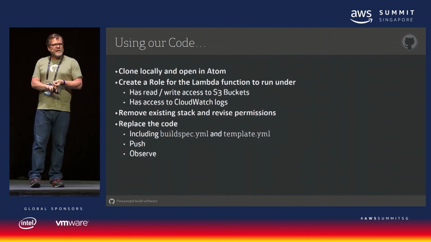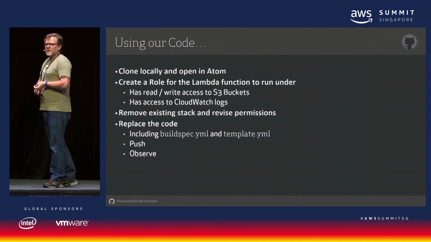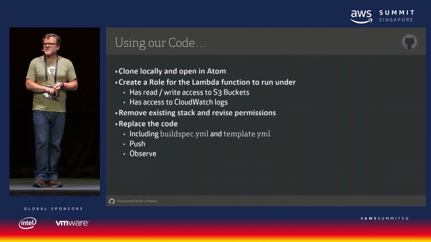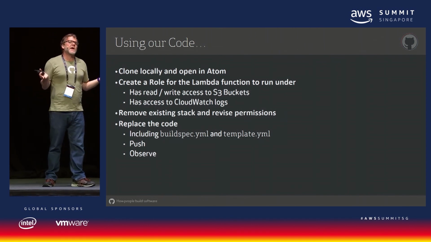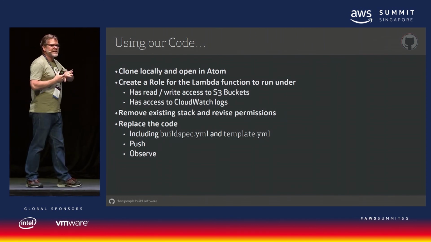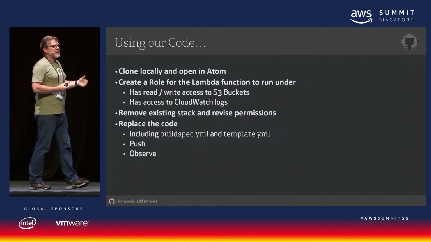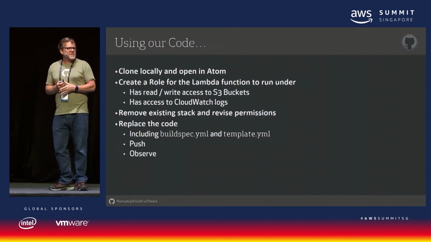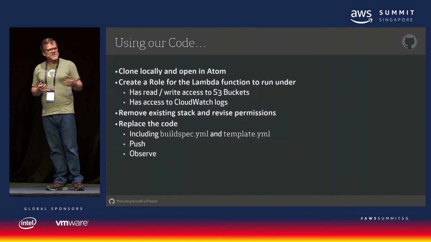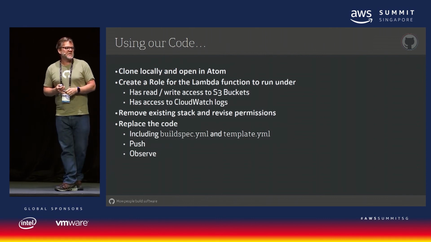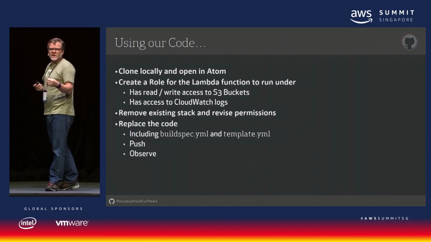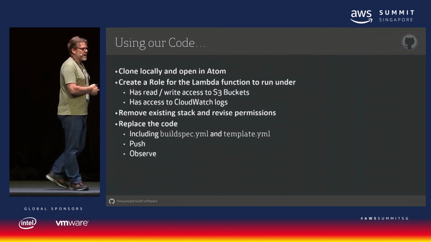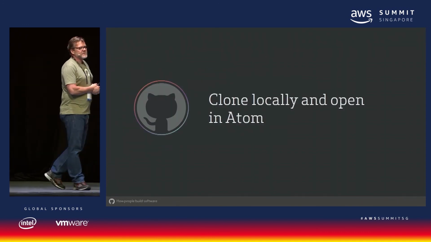Once we do that, we're going to clean up the existing stack that we created. The way CodeStar works is that it generates a change set based on what the environment looks like right now. And because we're changing our application entirely, it's probably a good idea to clean out all the old stuff and start again from scratch. We're going to make sure that the CodeStar project has the permissions to be able to go and create the S3 buckets that are required, as well as the Lambda function, as well as be able to give the Lambda function the permissions to access the S3 buckets that we're creating. Then we're going to replace the code and watch what happens from there on in. So I'm going to clone it and open it in Atom.